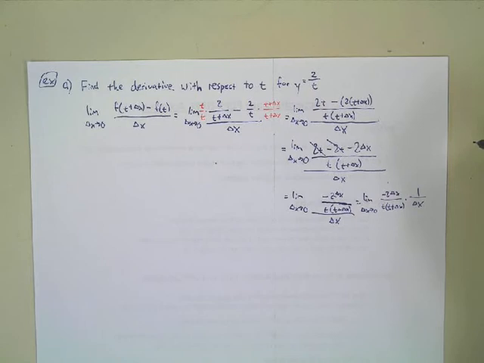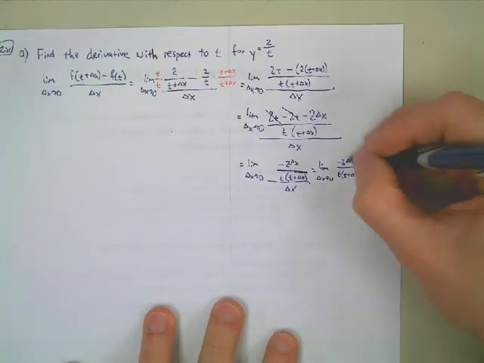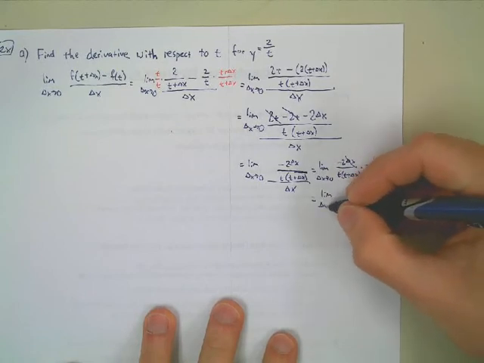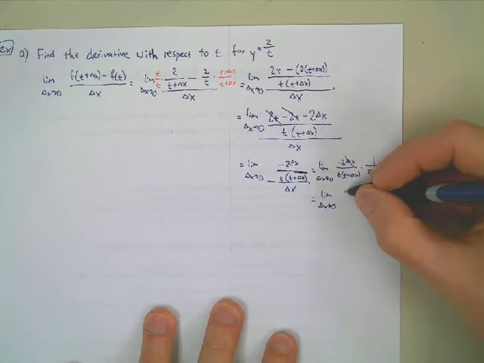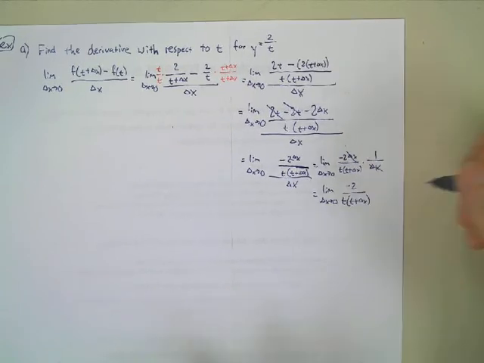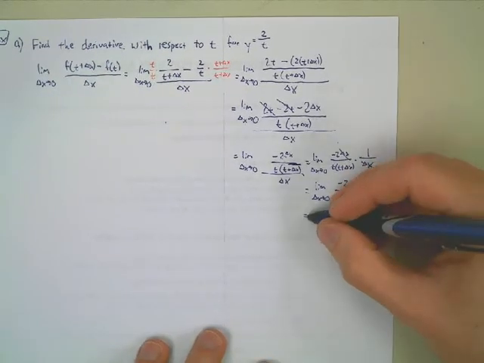Okay, and now that we have this, what cancels? The delta x's cancel. We get negative 2 over t times t plus delta x. And now finally, we can plug in 0 for delta x. We get negative 2 over t squared. Nice.